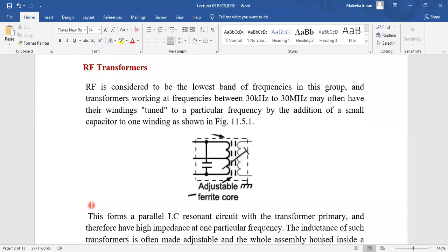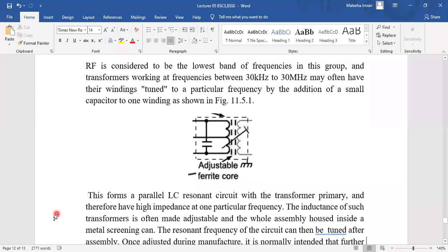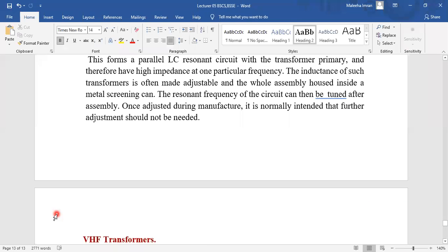The inductance of such a transformer is often made adjustable and the whole assembly housed inside a metal screening can. The resonant frequency of the circuit can then be tuned after assembly. Although adjustable during manufacture, it is normally intended that further adjustment should not be needed.